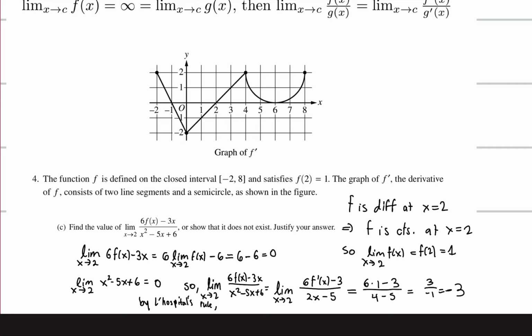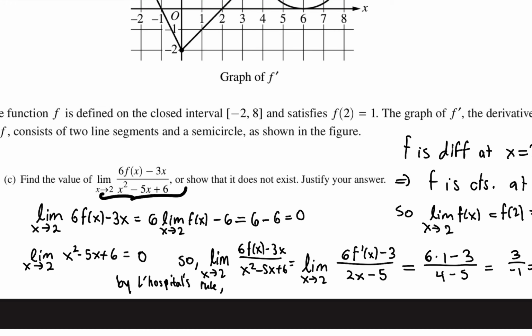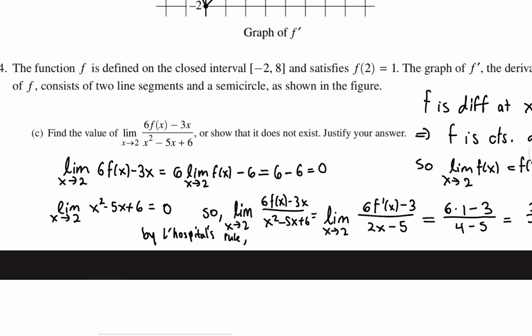And it tells you f prime consists of two line segments and a semicircle. Crucially, it's asking us to find this limit, okay? Our first idea might just be to plug it in, but we can't do that yet. So I'll show you how I solved it and how the College Board wants you to solve it.